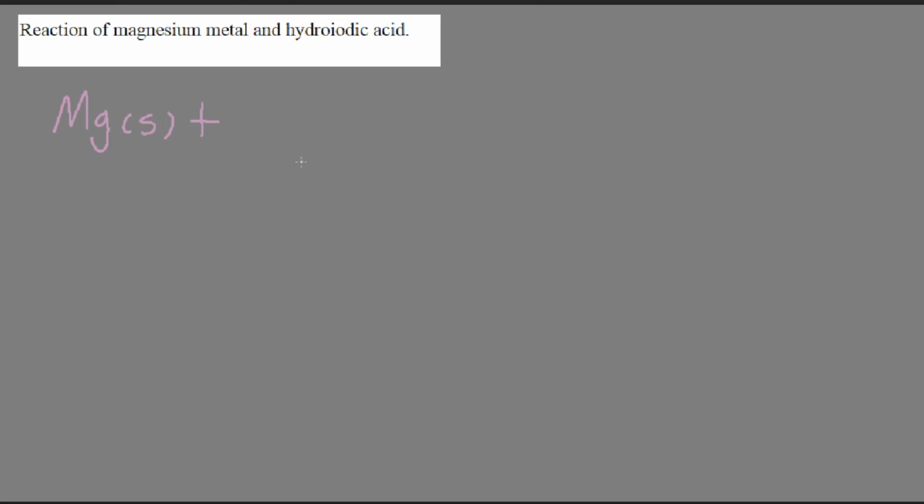Reacts with hydroiodic acid, HI, which shall be aqueous because it's a strong acid. Arrow sign. This is a single replacement, so Mg and H swap places. So now you have MgI2 plus H, and remember, H is a diatomic element, so it'll be H2 on its own in its gas state. Okay, so is this balanced?